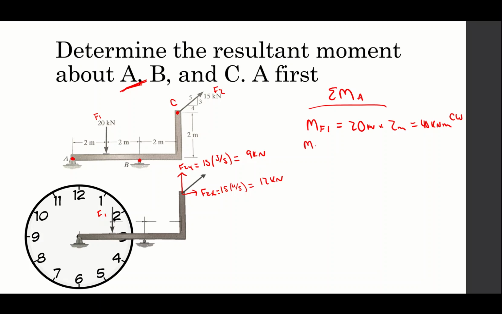And then I'm gonna have M, F2X, and that one is 12 kilonewtons. And that distance needs to be a distance in the Y because it's a force in the X, and it can be from that line of action all the way back to A. So what is that distance from F2X's line of action back to A?